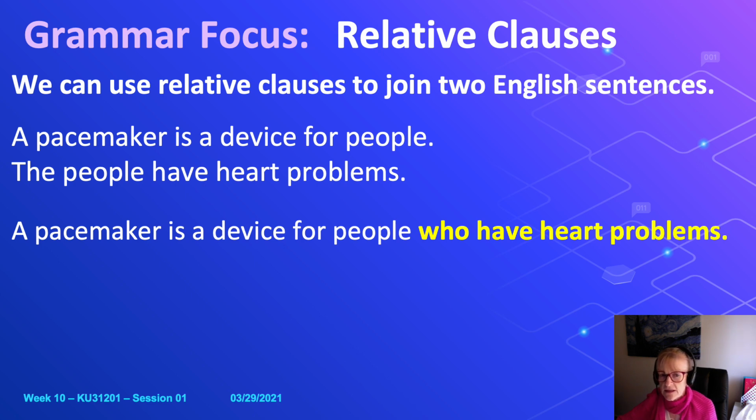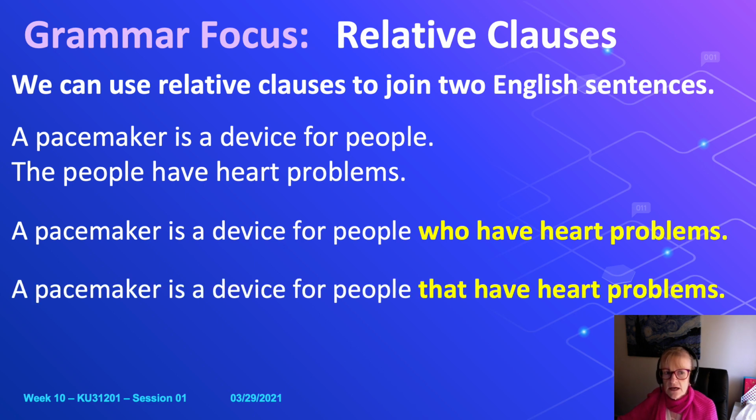So you can see there the yellow writing is the relative clause. We could also write that sentence as, a pacemaker is a device for people that have heart problems. Both of those sentences are correct, and in both cases the yellow writing is showing us the relative clause.